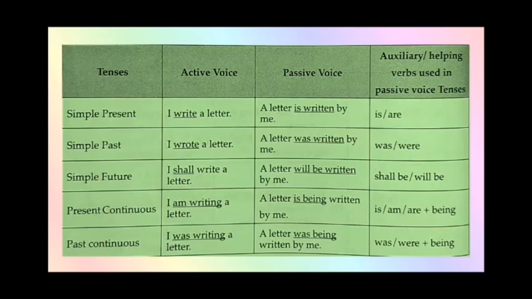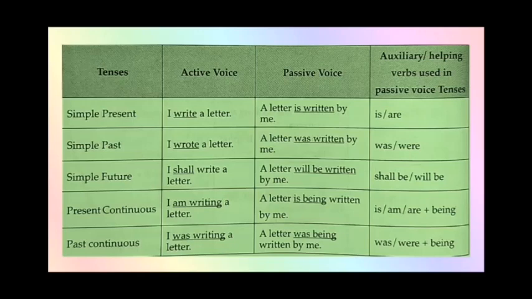Okay. In the simple past tense, I wrote a letter. A letter was written by me. So, in this the auxiliary verb or the helping verb used is was or were. It is based on what type of sentence it is. In this we have "was written by me". In simple future tense, I shall write a letter.